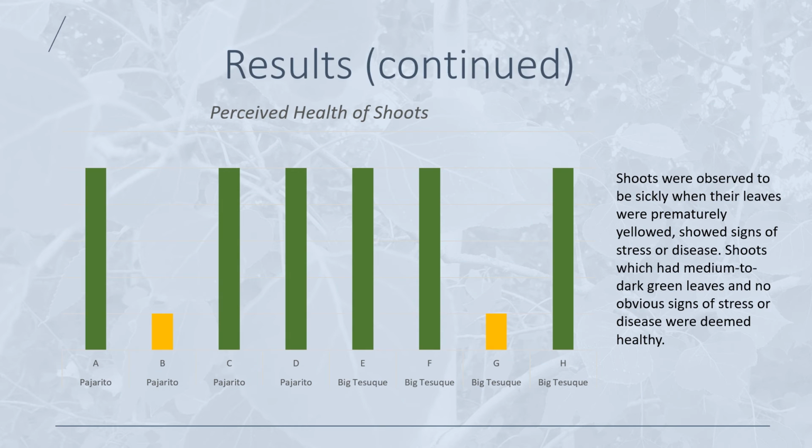Here we see what condition these shoots were in. Big Tesuque G and Pajarito B were both sickly, both in rocky soil, and both in non-acidic soil environments. However, the other 3 Pajarito shoots were healthy, even though their soil was not acidic at all.